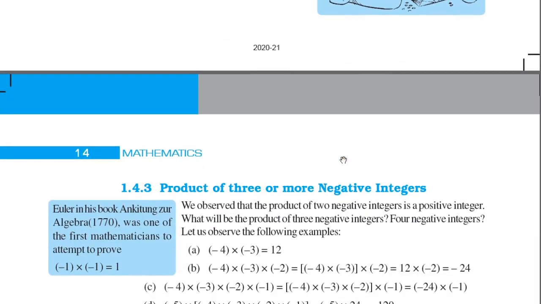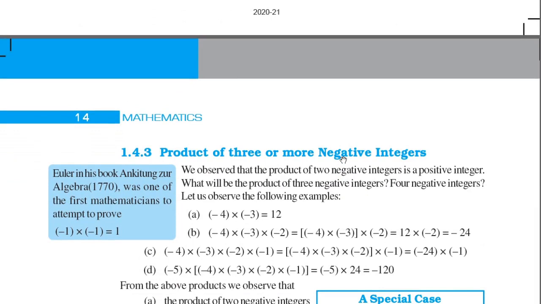1.4.3 Product of 3 or more negative integers. Here Euler, in his book Anleitung zur Algebra in 1770, was one of the first mathematicians to attempt to prove minus 1 into minus 1 is equal to 1. So Euler was the first.